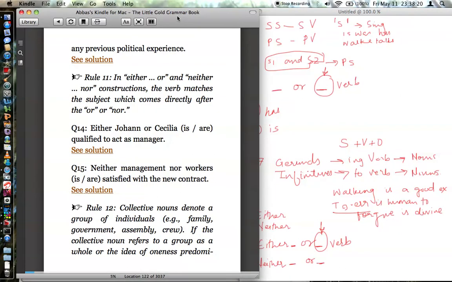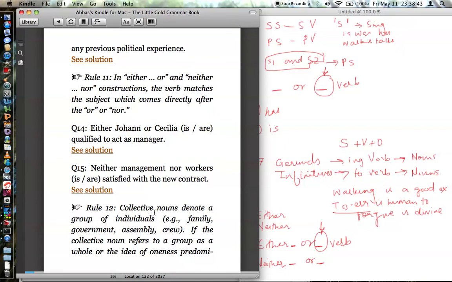Okay, I'm just going to orally do everything now. I'm not going to write because it's going to take time and the video is going to get long. So you say either John or Cecilia is qualified to act as manager. Neither management nor workers are satisfied with the new contract.